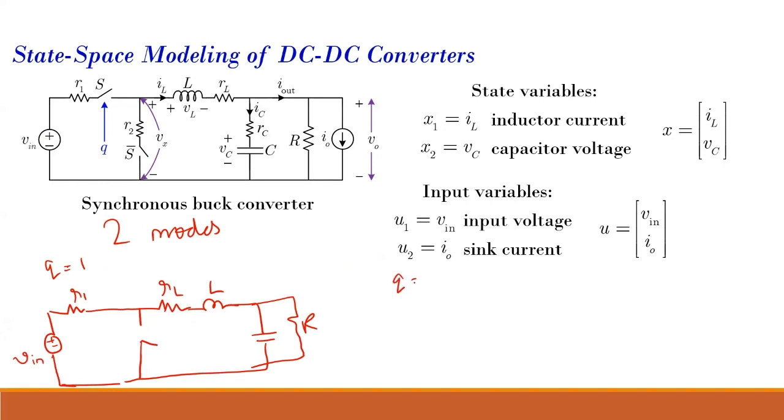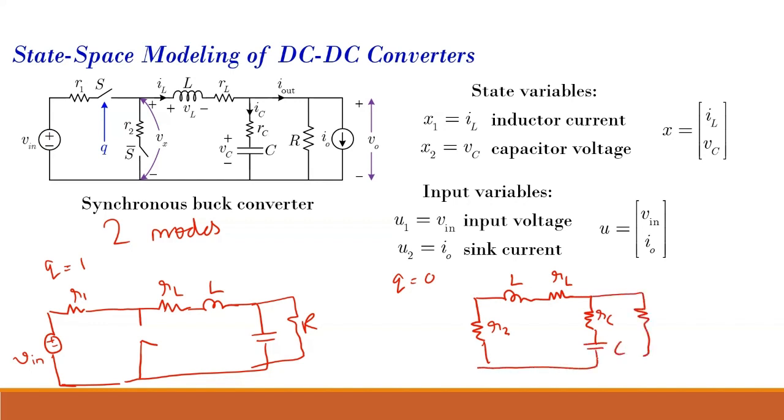When Q is equal to 0, it will be like this. It will just be my R2, my L, my RL, my RC, my C, the capacitor, and the resistor. This is when Q equal to 0. So when Q is equal to 1, we have this circuit, and when Q equal to 0, we have this circuit. So there are two different circuits, and the circuit is determined based on which switch is on.